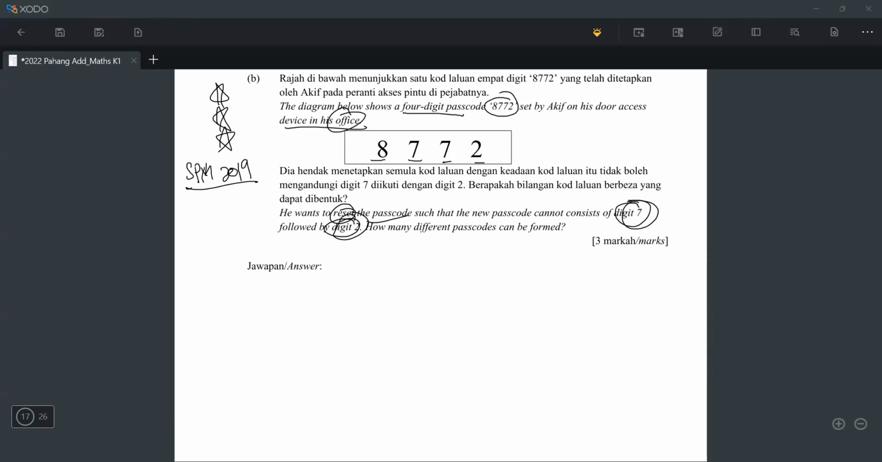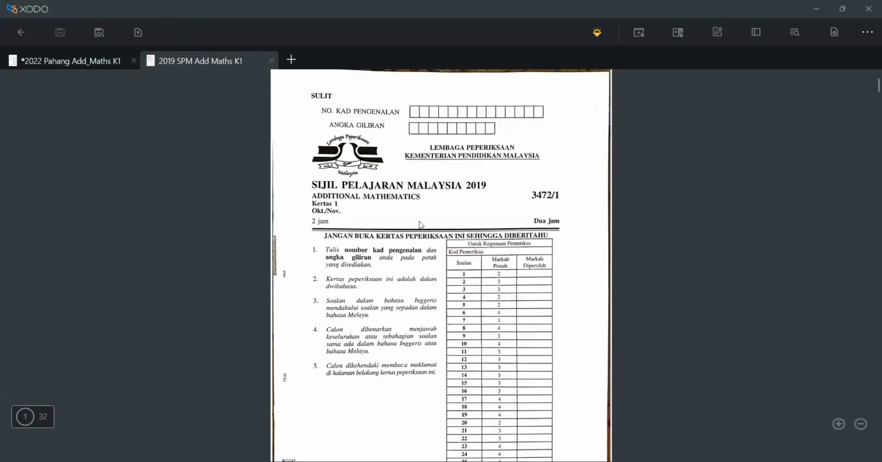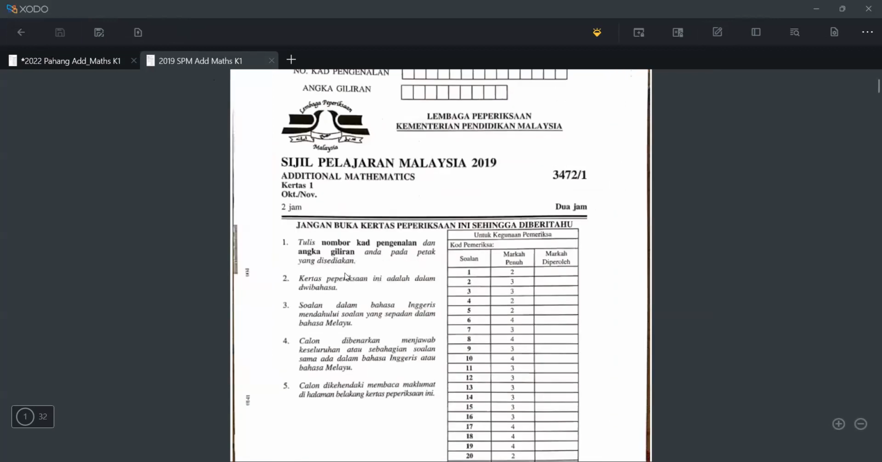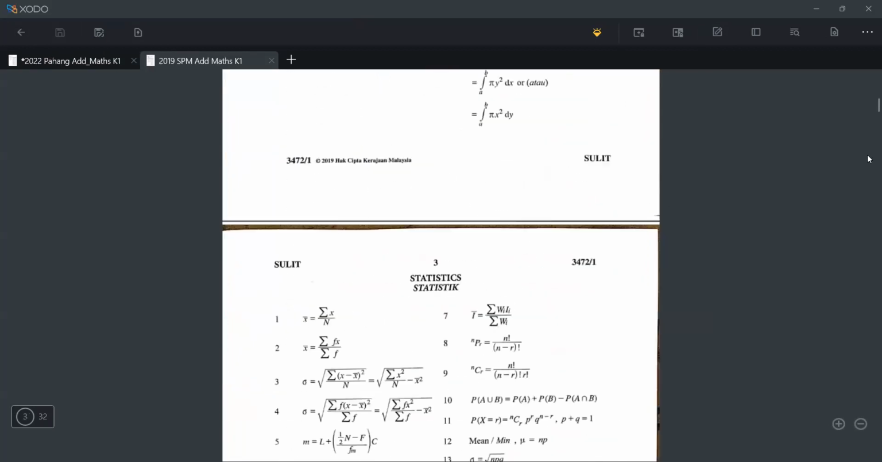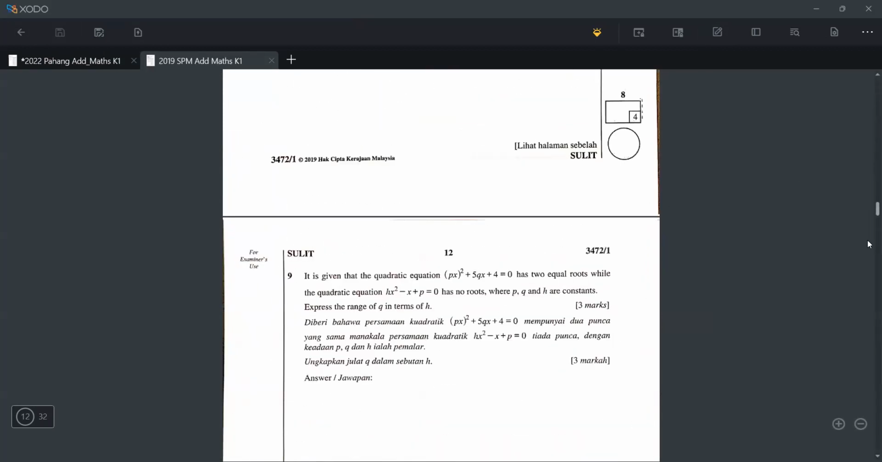Okay, it's this one. So let me open it. Okay, open this file. So I found it. This is the SPM 2019. Let me just show you the question I'm talking about. I remember it's, let's scroll down, I think it's question 22.